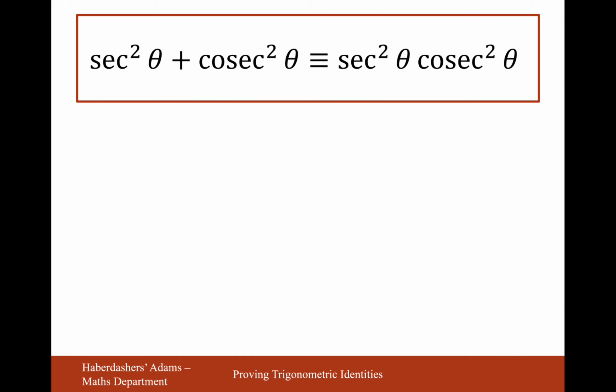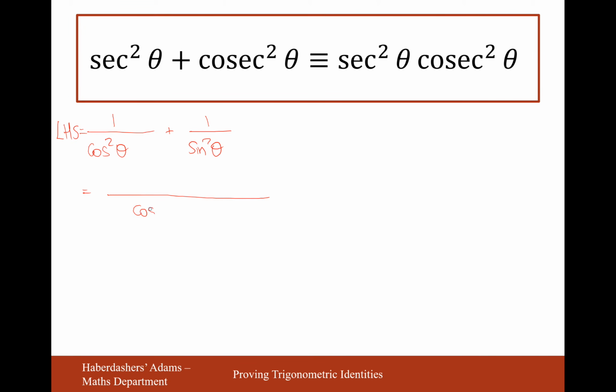Okay, next one then. So sec squared theta plus cosec squared theta is identical to sec squared theta times cosec squared theta. So let's start with 1 over cos squared theta. So the left hand side equals 1 over cos squared theta and 1 over sine squared theta. Let's create common denominators on both of them.